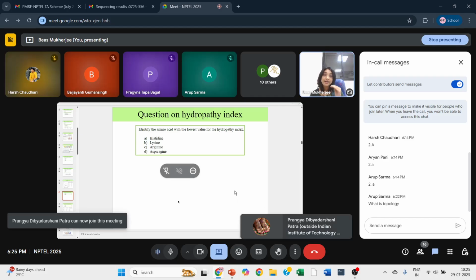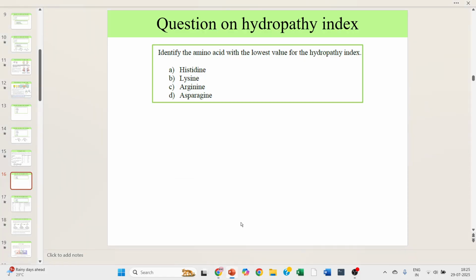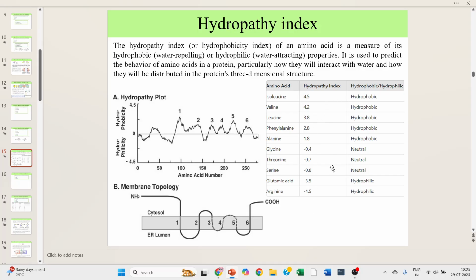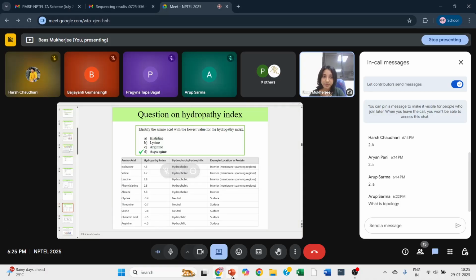So which one do you think it should be? There are many that can be hydrophilic. All of these amino acids are hydrophilic. So to see which is the most hydrophilic, we will have to go to this table once again. And here you can see, and I think this does not have all the amino acids, but the answer for this question is actually asparagine. All the values of the amino acids are given here, so you can refer to this and answer this question.